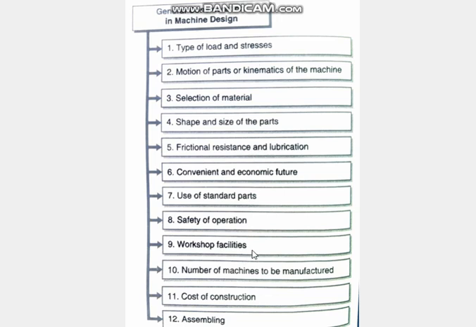All these expenses will be accruing to the cost of the machine. So the designer should have in mind whether our workshop will be able to do it or not. And whether our workers can produce to such kind of specifications or not, that also we have to consider. Then the number of machines to be manufactured, how many should be manufactured. Depending upon that also a design can change. Then what is the cost of construction, how much the total cost is coming, and how to assemble them.